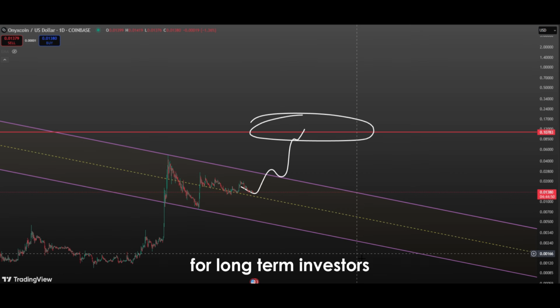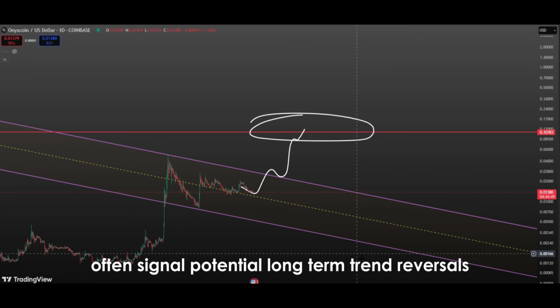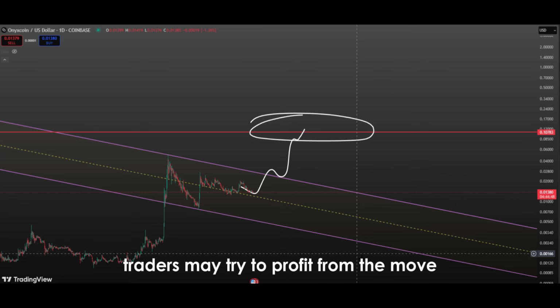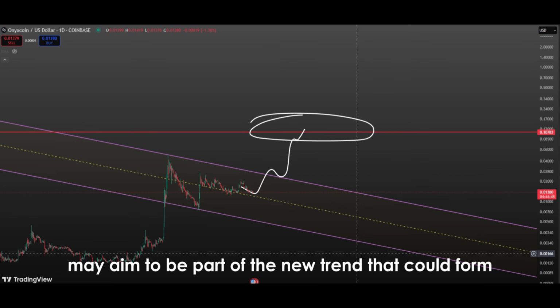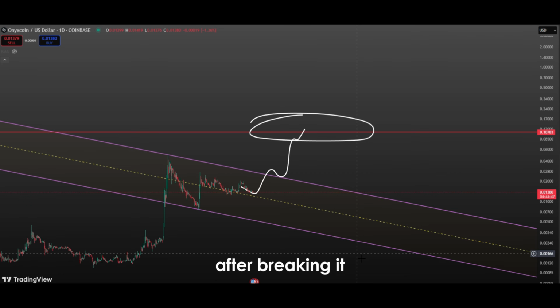For long-term investors, the 10 cents level is even more significant. Round resistance levels like this often signal potential long-term trend reversals. While short-term traders may try to profit from the move up to this level, long-term investors may aim to be part of the new trend that could form after breaking it.